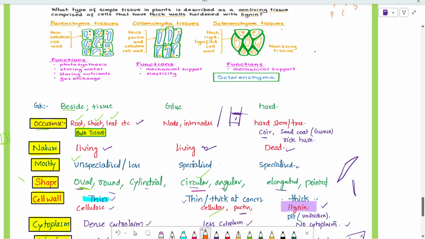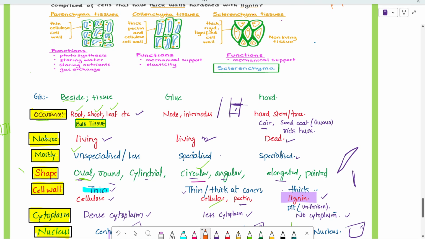And a very important point, cell wall. The thickness of the cell wall is thin in the parenchyma, whereas in the collenchyma the corners get a little bit thickened. In sclerenchyma it is completely thick. Why is it completely thick? It is deposited with lignin. Why are only the corners thick in the collenchyma? It is deposited with pectin. Whereas in the parenchyma, nothing, only cellulose will be there, so it is very thin.